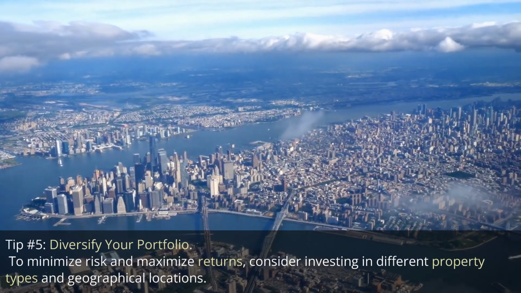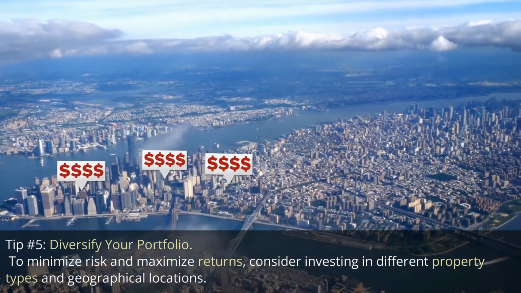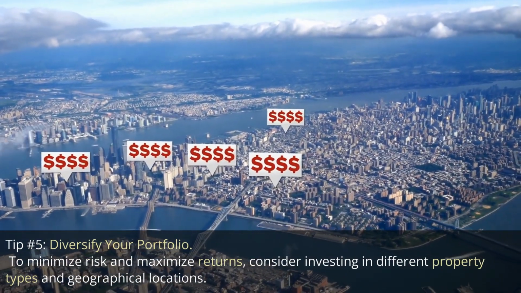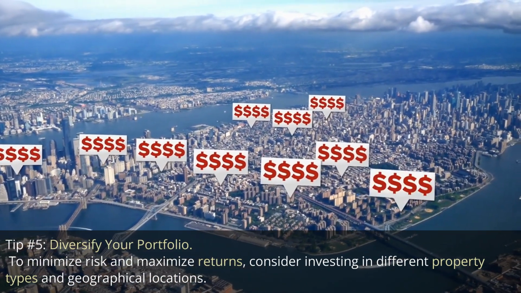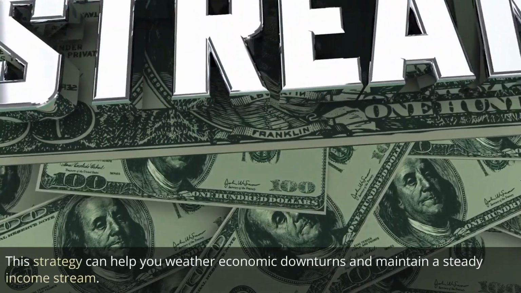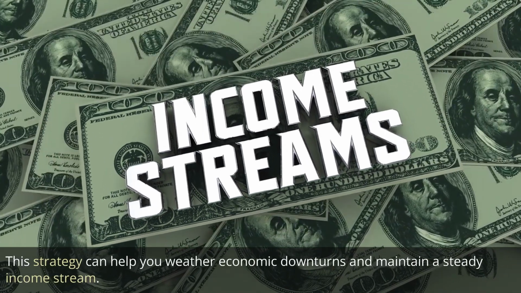Tip number 5. Diversify your portfolio. To minimize risk and maximize returns, consider investing in different property types and geographical locations. This strategy can help you weather economic downturns and maintain a steady income stream.